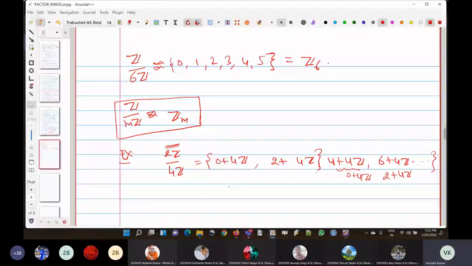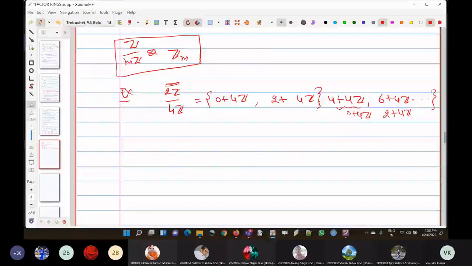Similarly, you can take negative even numbers also. So there are only two elements.